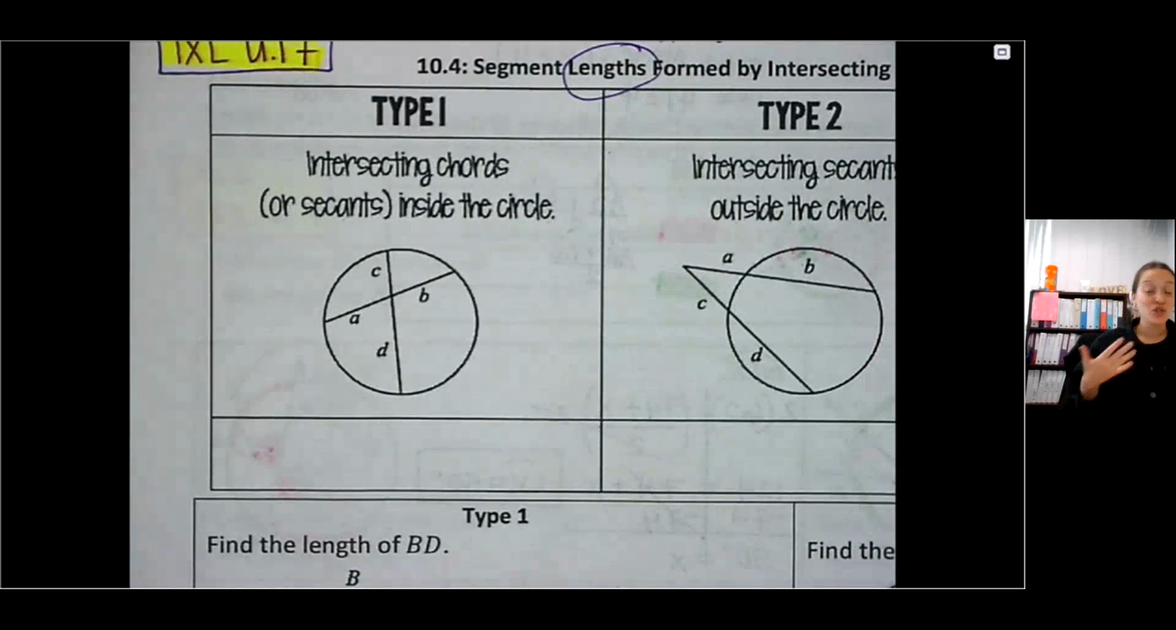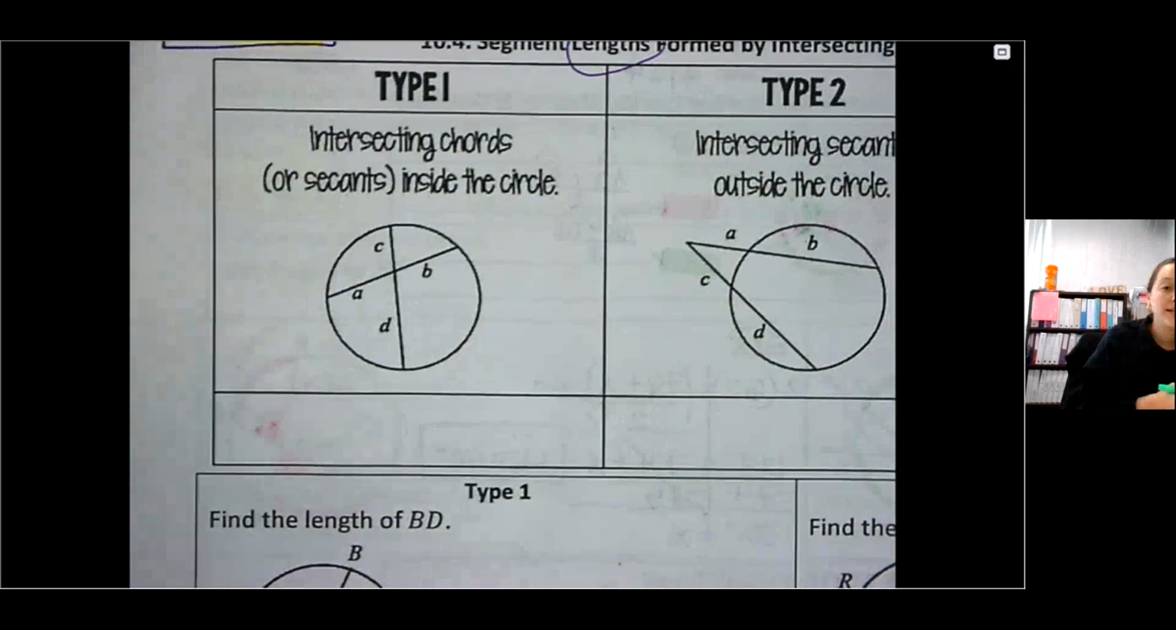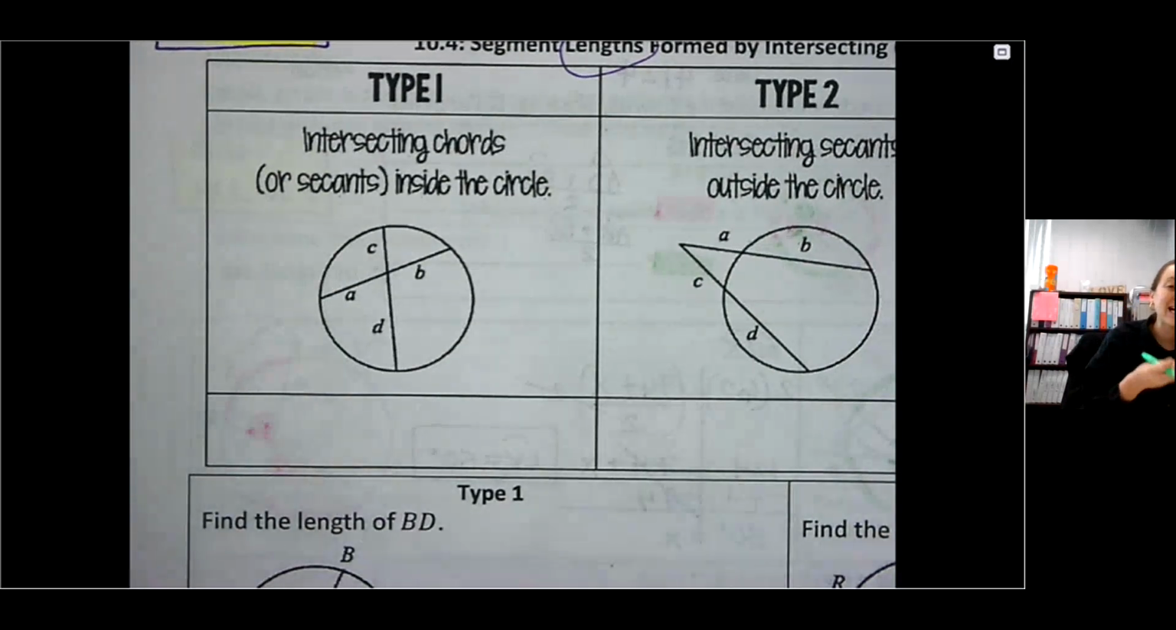So I'm just really going to set up the equations with you. I'll give you the final answers, and then you can actually attempt the problems yourself to see if you get the same equations, okay? So type 1 are intersecting chords inside the circle.